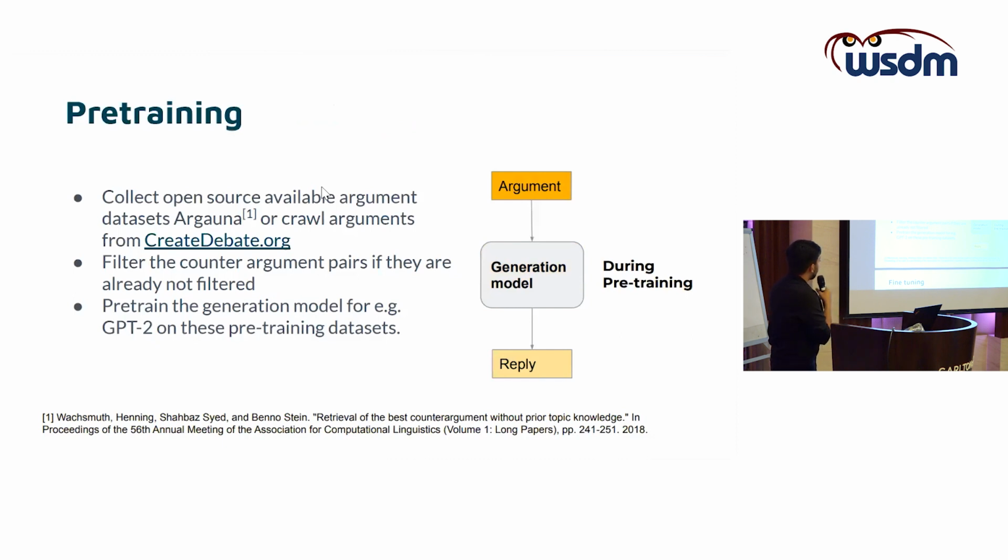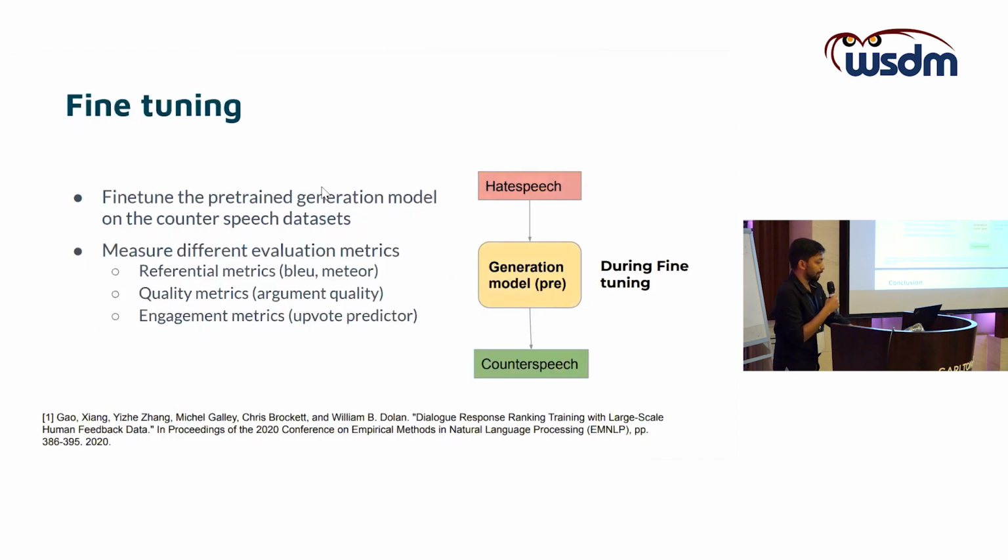So here the plan is to use different data sets like Arguana or CreateDebate to get the argument data set online, and then filter the counter argument pairs if they're not already filtered. So we want the replies which are counter arguments to one another. And then we want to pre-train the generation models on these data sets.